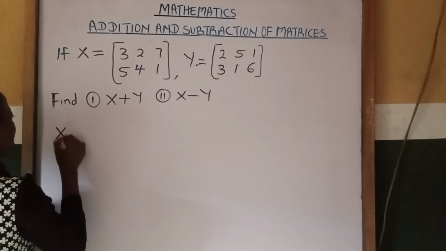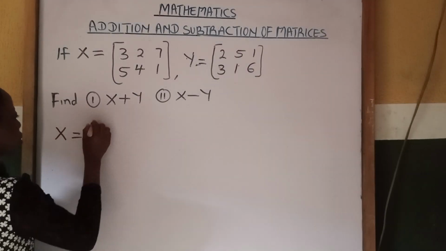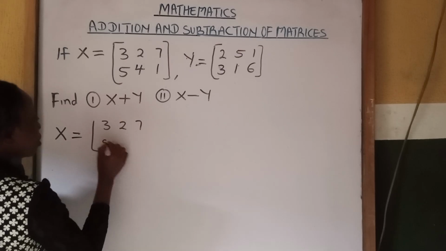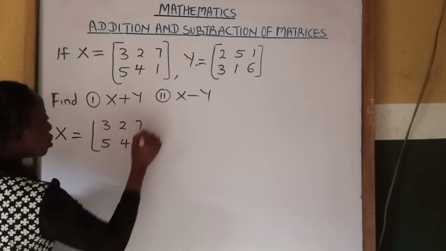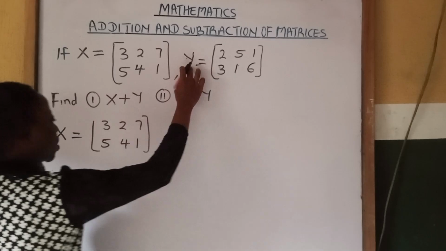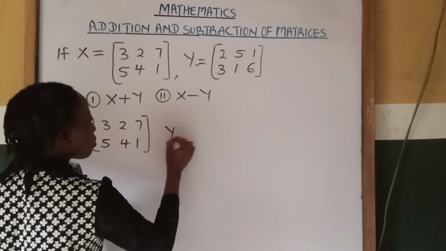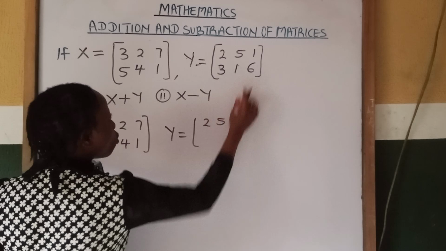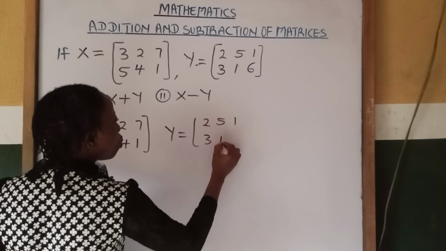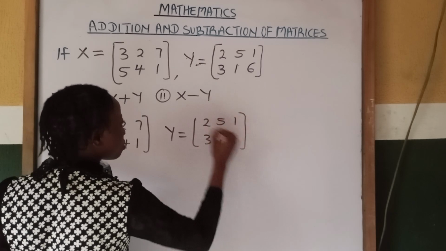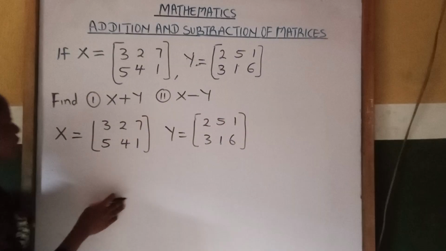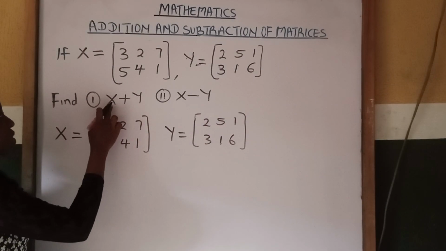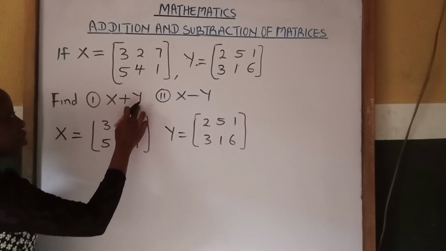The first matrix, matrix X, consists of 3, 2, 7, then 5, 4, 1. The second matrix, matrix Y, consists of 2, 5, 1, then 3, 1, 6. Our question says to find the addition of matrix X and matrix Y.